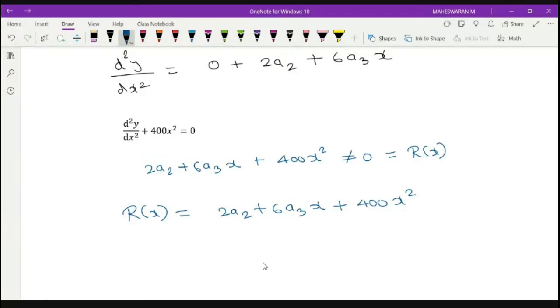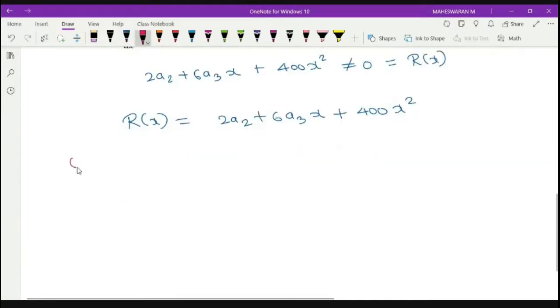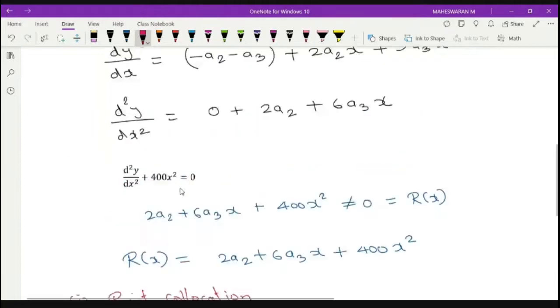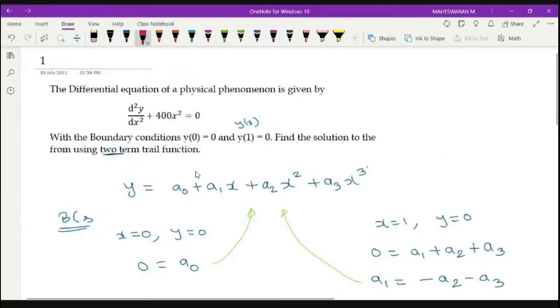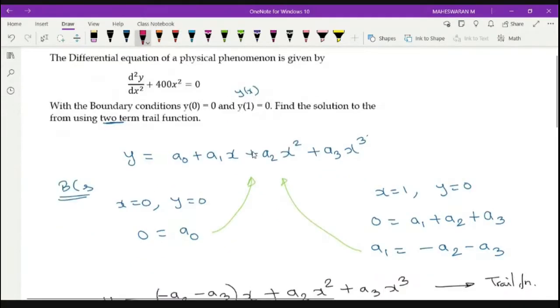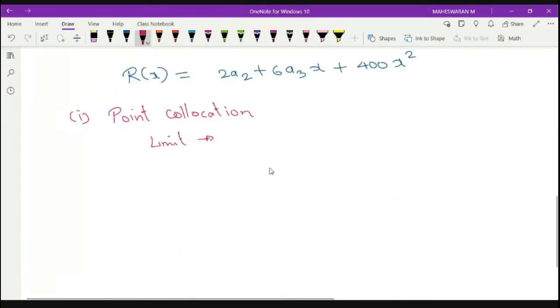Okay, so we will go for point collocation first, right? So let me go for point collocation. When you go for point collocation, I should know what is my limit. What is the limit? So let me check it out. In the problem, they have given the boundary condition in terms of 0 to 1, right? So it starts at 0 and ends at 1. Which means my limit is from 0 to 1.